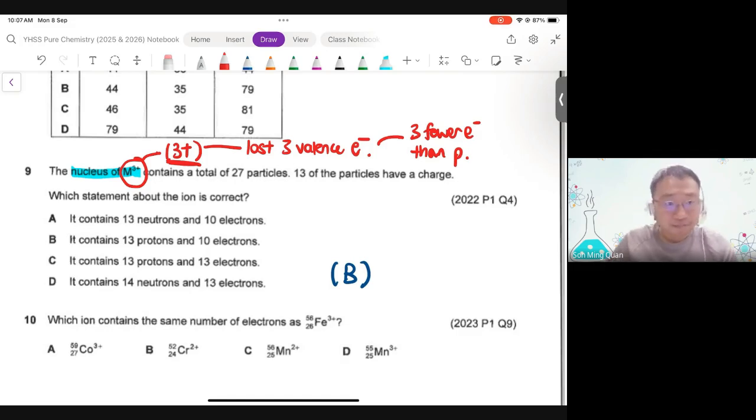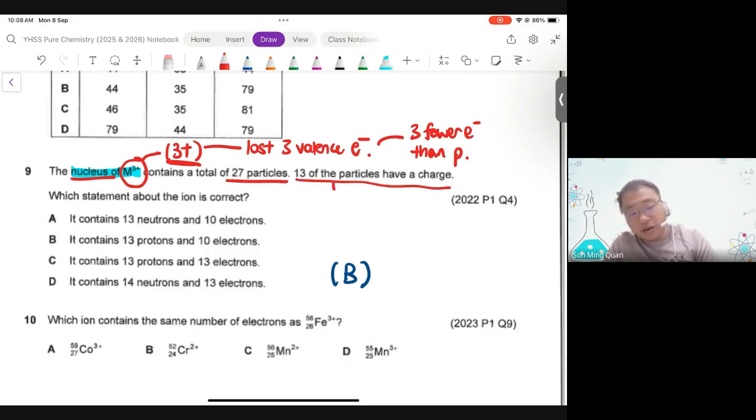Alright? Now, the nucleus contains 27 particles. 13 of the particles have a charge. May I know what is in the nucleus that has a charge? It's protons in the nucleus. This means, in other words, 13 protons. This thing has 13 protons, which of course is aluminium. It's the same aluminium as before, right? Aluminium has 13 protons. So this is actually Al3 plus.